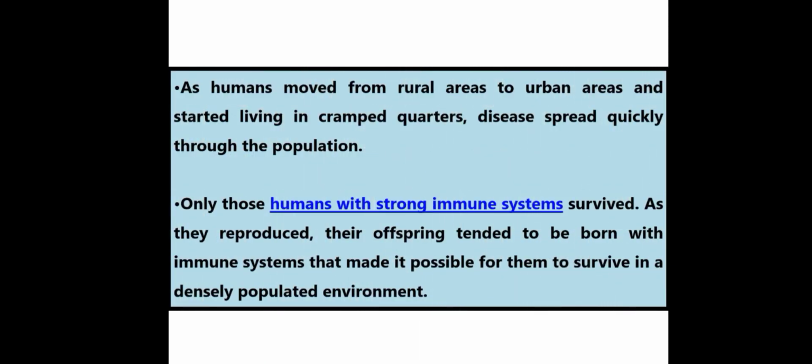Here we have another example. As humans moved from rural areas to urban areas and started living in cramped quarters, disease spread quickly through the population. Only those humans with strong immune systems survived. As they reproduced, their offspring tended to be born with immune systems that made it possible for them to survive in a densely populated environment.